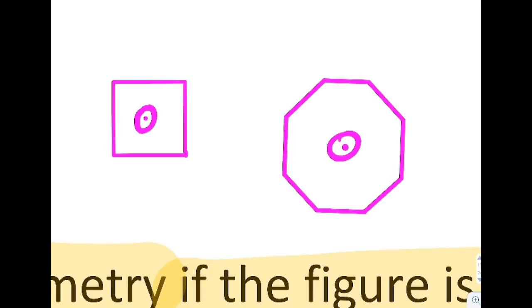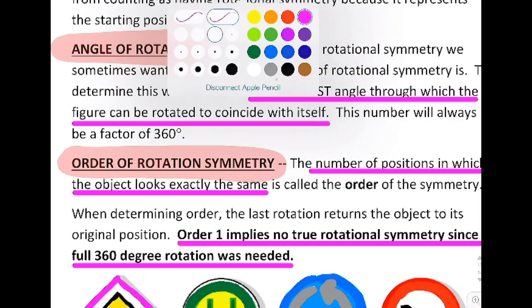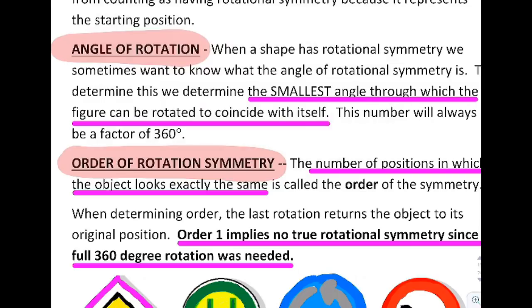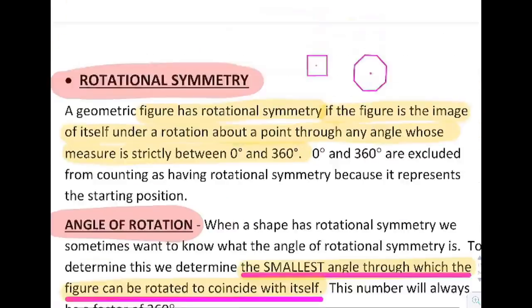And there'll be a point that you sort of pin it in and you spin from that point. Now the angle of rotation we sort of covered when we did the square and the octagon. The square had an angle of rotation of 90 and the octagon had an angle of rotation of 45. And what that means is it's the smallest angle that you can turn something where it will line up the same way again.